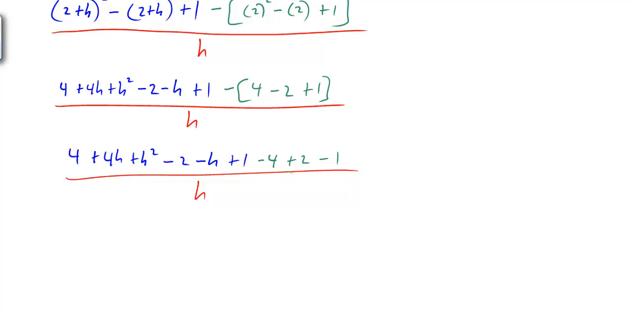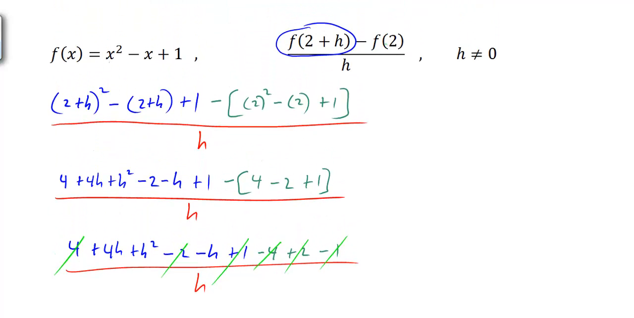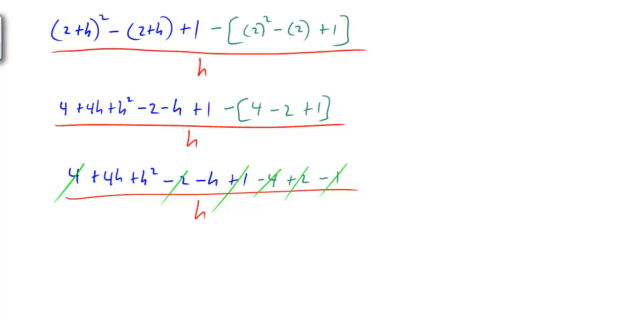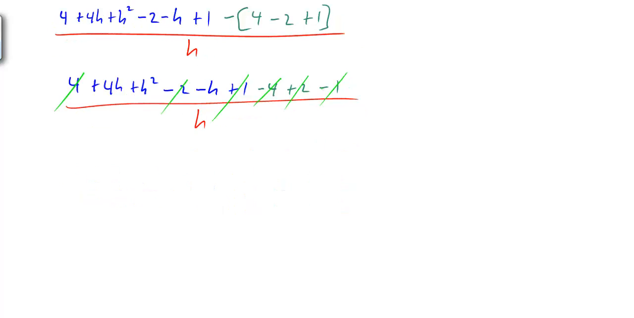Notice everything in green should cancel out. Negative 4, positive 4, positive 2, negative 2, negative 1, positive 1. So once again, everything in green, this f of 2 part that we're subtracting away, should completely cancel out. If not, somewhere you've made a mistake.